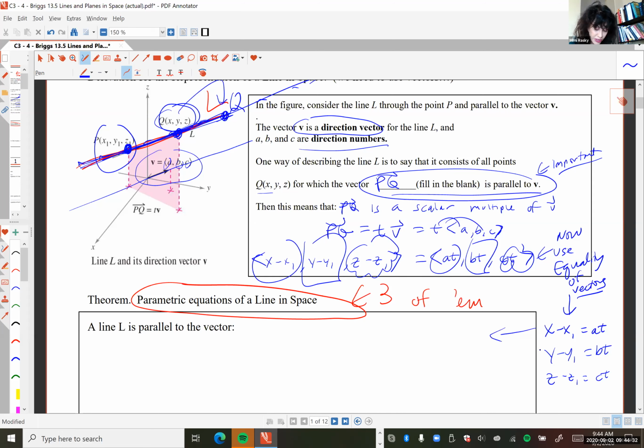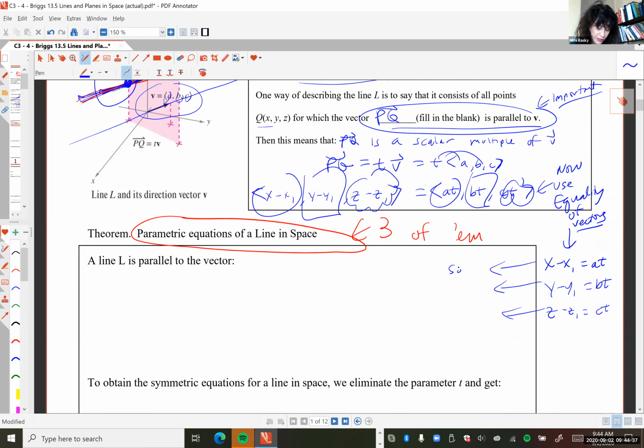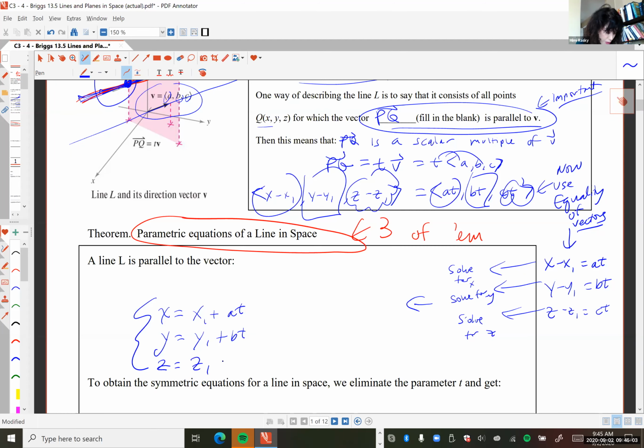And now you're almost done here and we're ready to go to the theorem. For each of these equations, you're going to solve for x for the first one, for the second one, solve for y, and for the third one, you're going to solve for z. So you do that real quick, and you're going to get parametric equations. Okay, so the parametric equations are x will equal x1 plus some number a times t, y will equal y1 plus b times t, and z will equal z1 plus c times t. Those three equations wrapped up in a big old package describe a single line in space.